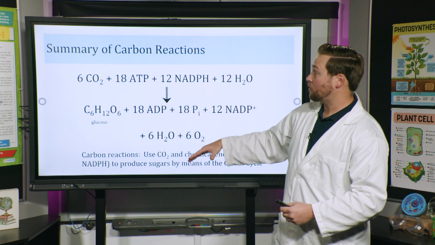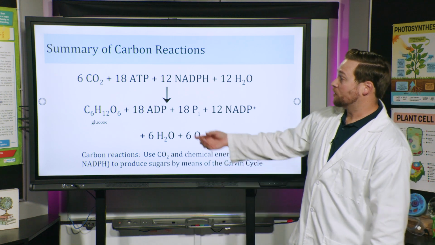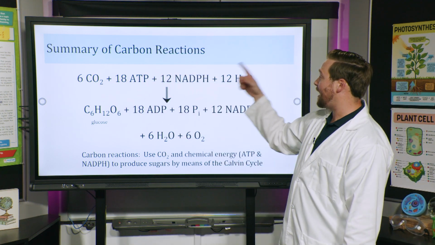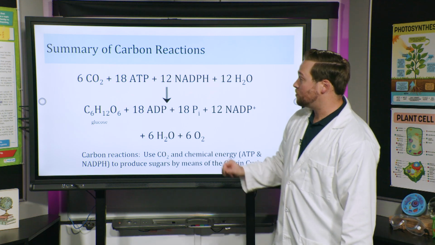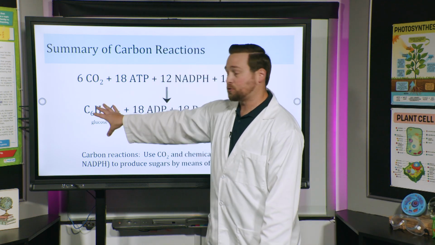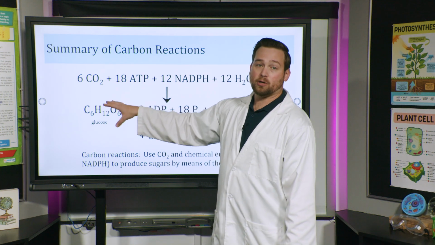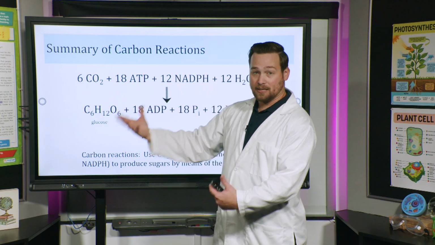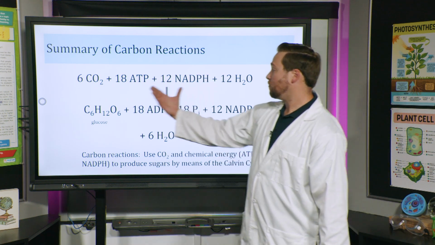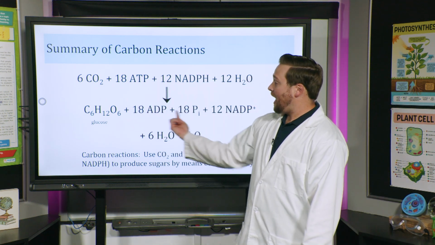Here's a summary of the carbon reactions. Okay, so what's going on here? We have carbon dioxide, we have ATP, NADPH, and water, and that's going to yield through the carbon reactions or the light independent reactions. That's where the glucose is coming from. So glucose is made in the light independent, the Calvin, the carbon reactions. Okay. We're also going to yield ADP.